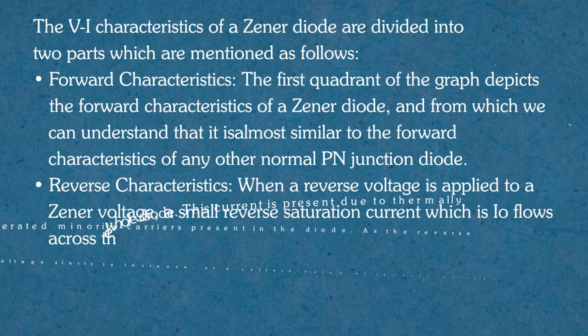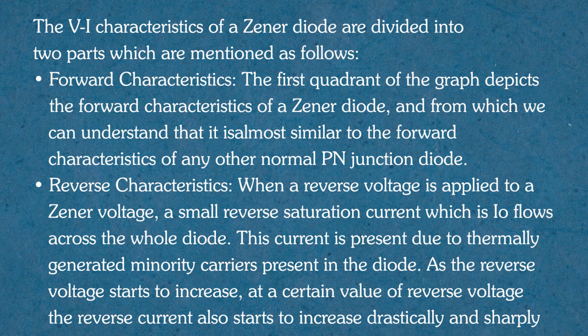The VI characteristics of a Zener diode are divided into two parts. The first one is forward characteristics. The first quadrant of the graph depicts the forward characteristics of a Zener diode, from which we can understand that it is almost similar to the forward characteristics of any other normal PN junction diode. A Zener diode is normally a PN junction diode. Its working in the forward bias condition is similar to that of a PN junction diode.